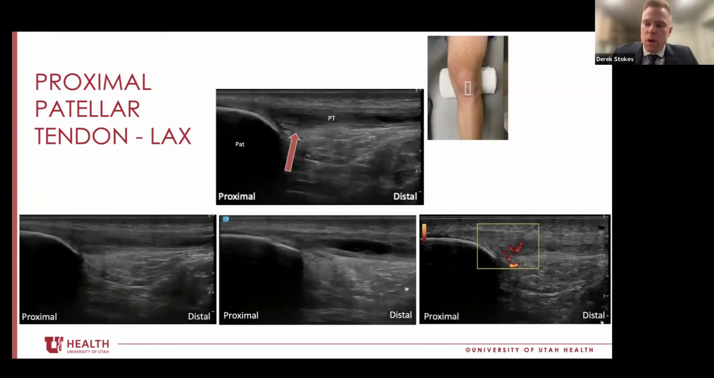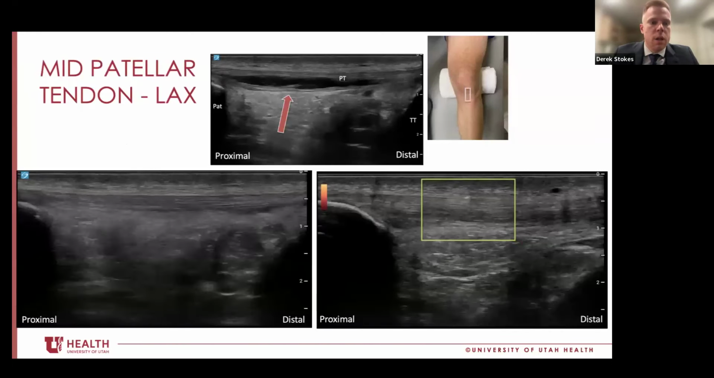On the right here, we're going to put color Doppler on in order to evaluate for neovascularization. And we do see several vessels present, indicating the presence of neovascularization. So far, we have a pretty obvious patellar tendinopathy process going on, along with this anechoic defect that we're going to further evaluate. In the mid-patellar tendon, in the top image, we can now see that defect in its entirety.